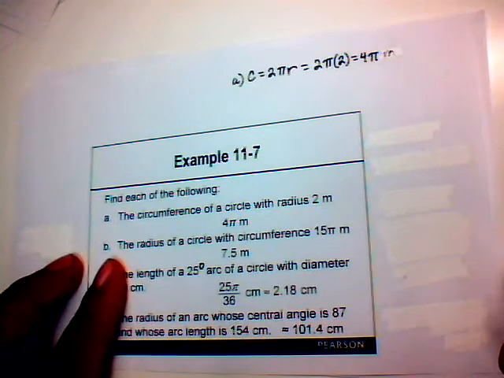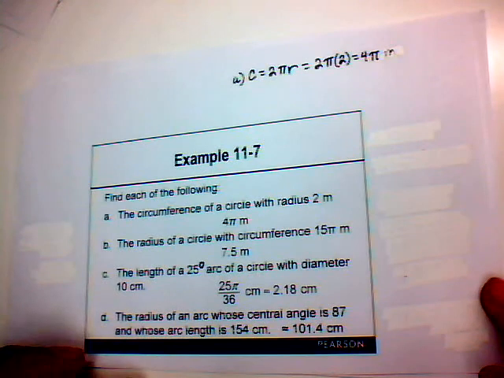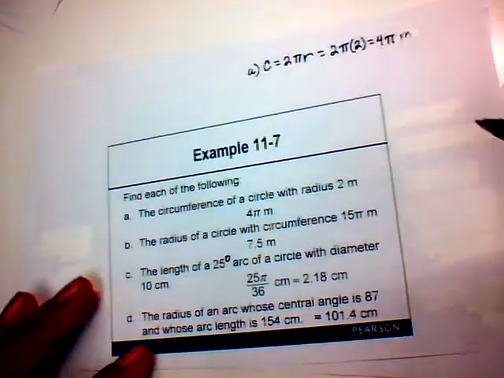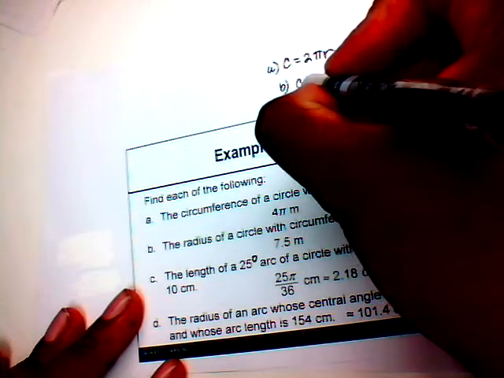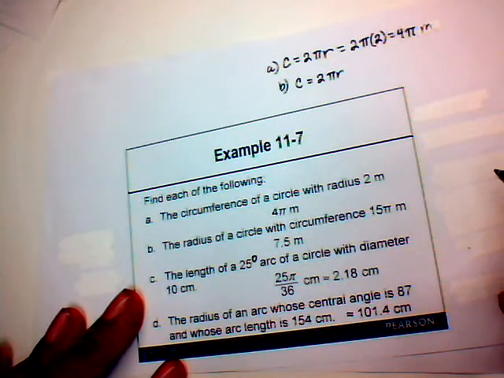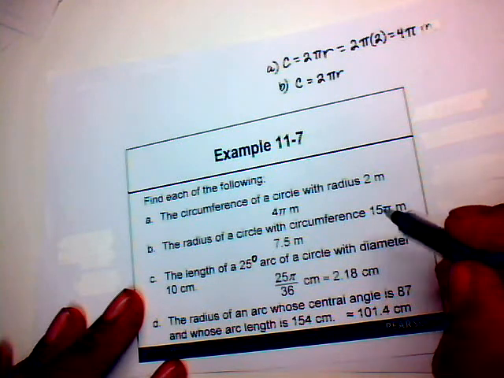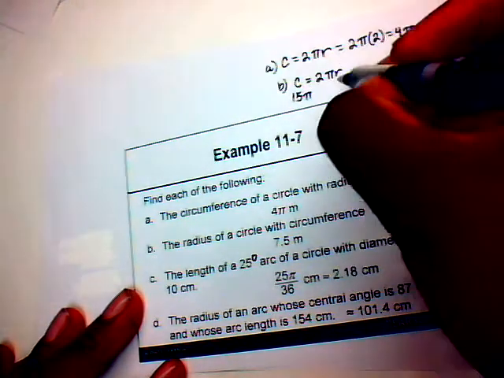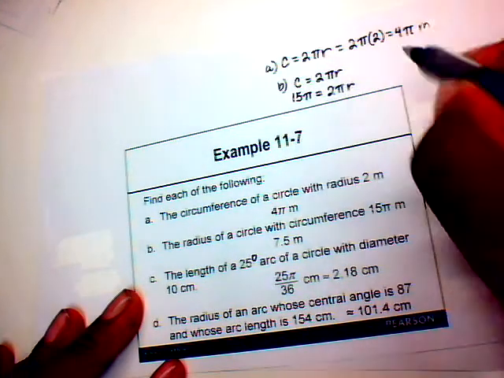Okay, part B is finding the radius of the circle with a circumference of 15 pi meters. So here the circumference is already given. You want to know what the radius is. We have to use this formula, C is equal to 2 pi r. Now, the circumference is 15 pi. So we replace the C, which is our circumference, with 15 pi. That's equal to 2 pi times r.